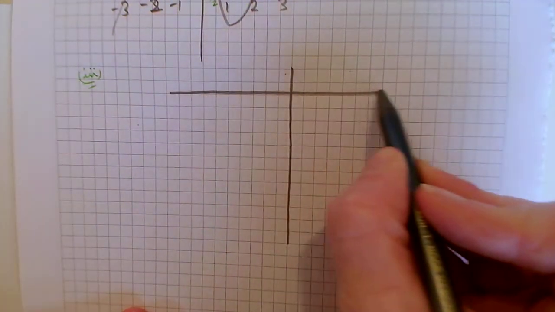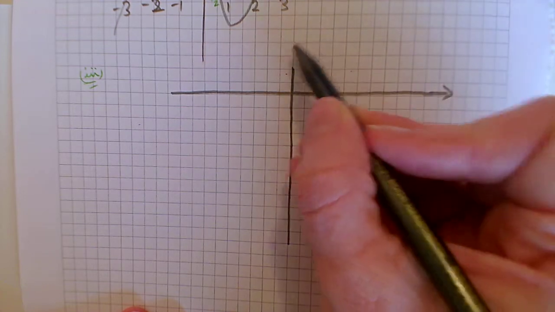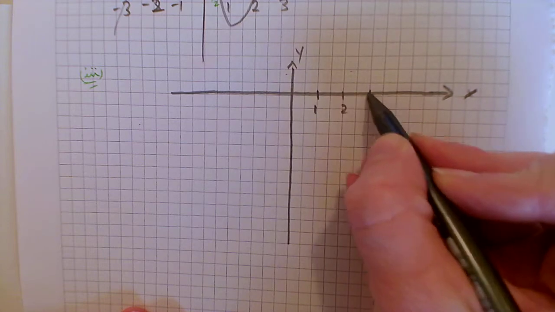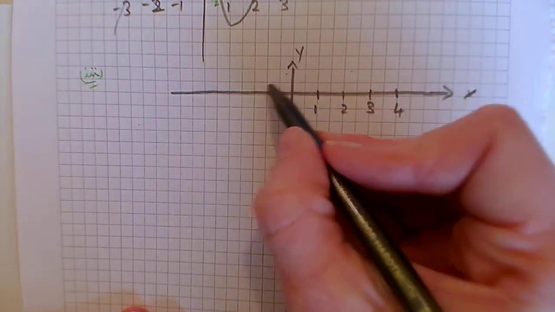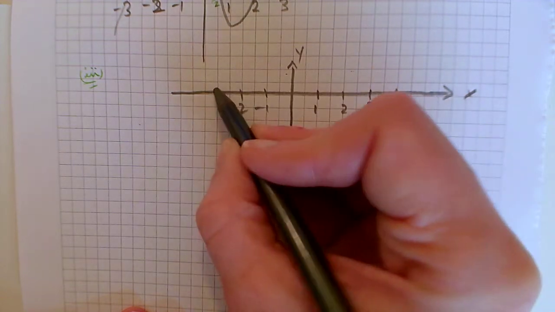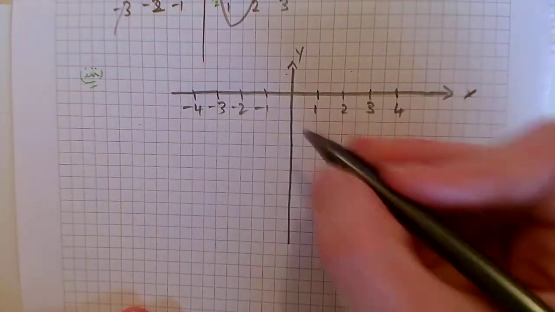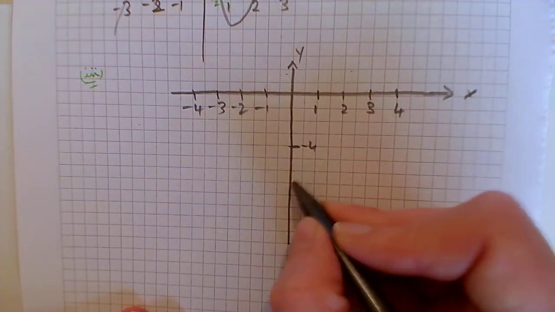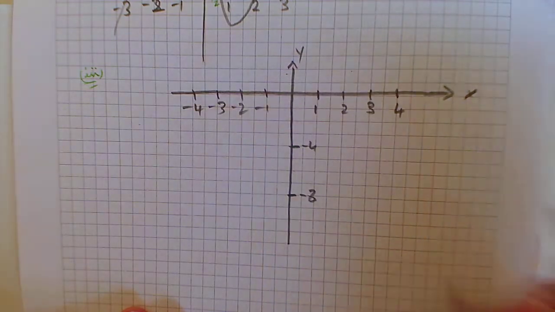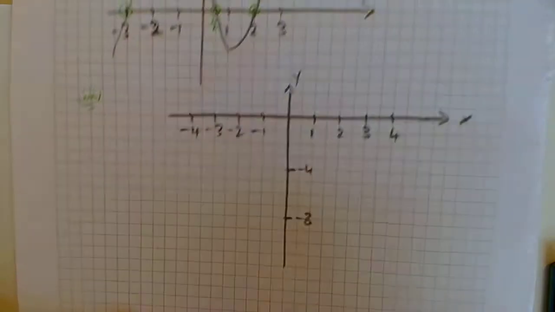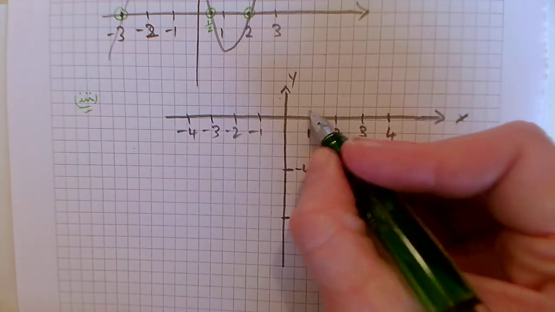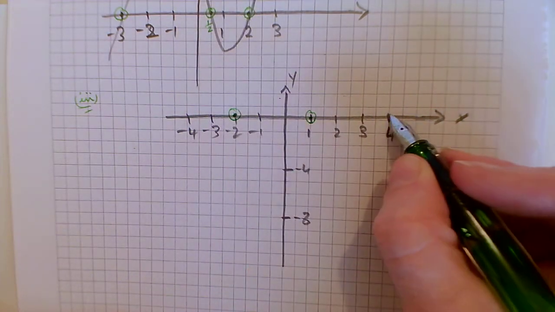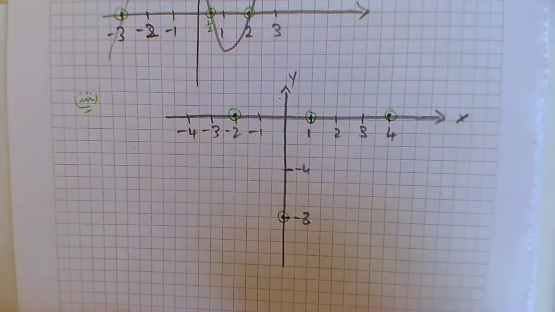I don't need to give a whole lot of space above the y-axis in this case. Y and x, 1, 2, 3, 4, minus 1, minus 2, minus 3, minus 4, 1, 2, 3, minus 4, 5, 6, 7, minus 8. You don't even have to put in every single number. Let's fill in the important numbers. We had x equals 1, x equals minus 2, x equals 4, and y equals minus 8.